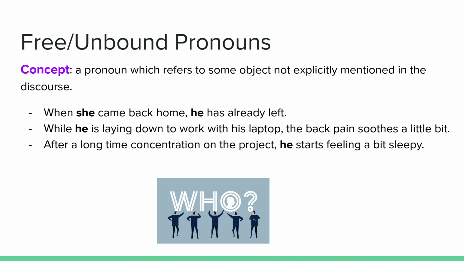When she came back home, he was already gone. So both pronouns she and he are not referring to the same person, and they have no noun phrase or antecedent to refer to in this sentence. So if we align it to the concept of free or unbound pronouns, they are the free pronouns.